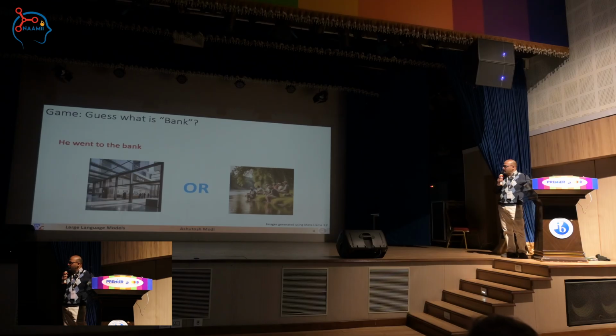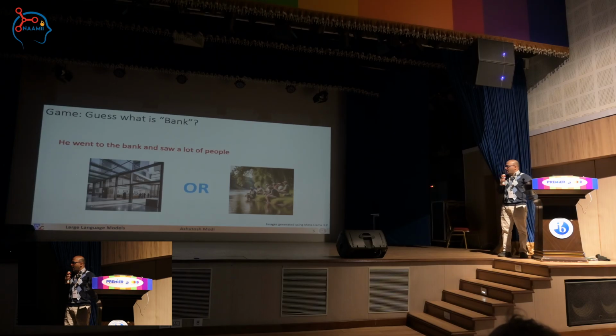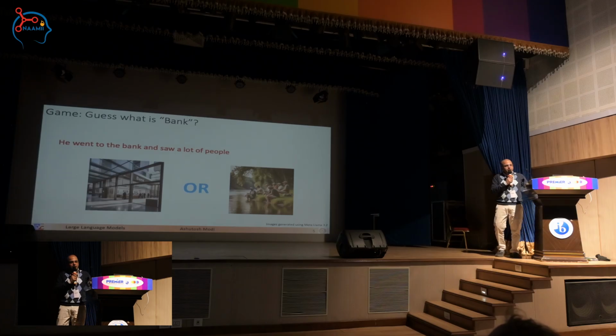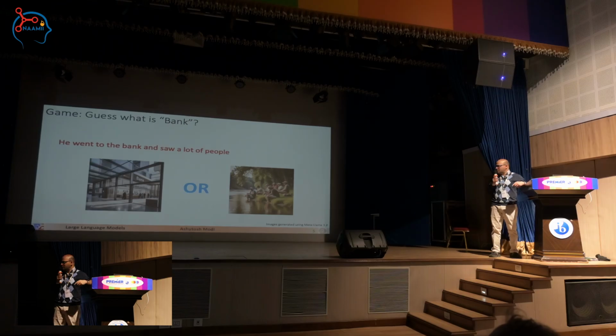You have this sentence: he went to the bank. When I see this sentence and look at the word bank, it is very ambiguous for me, right? Because it could be a financial institution or it could be a river bank, as you can see in the two images. It's not clear to me which one it is. Now I continue the sentence further: he went to the bank and saw a lot of people. Still the word bank is ambiguous because in both cases I can see people, right? In a financial institution there are people, and here also you can see people enjoying the riverbank, right?